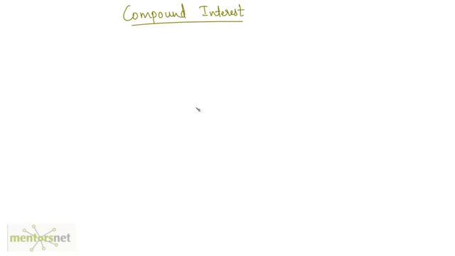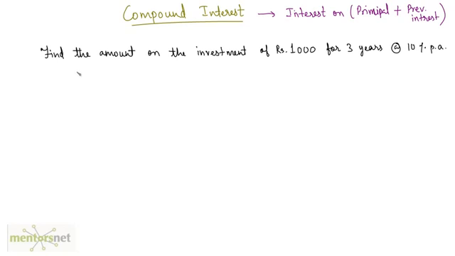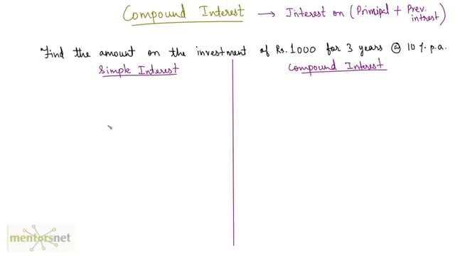If you find that confusing, let me tell you that compound interest is the interest on your principal amount and your previous year's interest as well. To understand this much better, let us solve a problem. The question is, you have to find the amount on the investment of 1000 rupees for 3 years at 10% per annum. We'll find the amount using simple interest, and also using compound interest. Now we know the formula for simple interest, that's PNR upon 100.